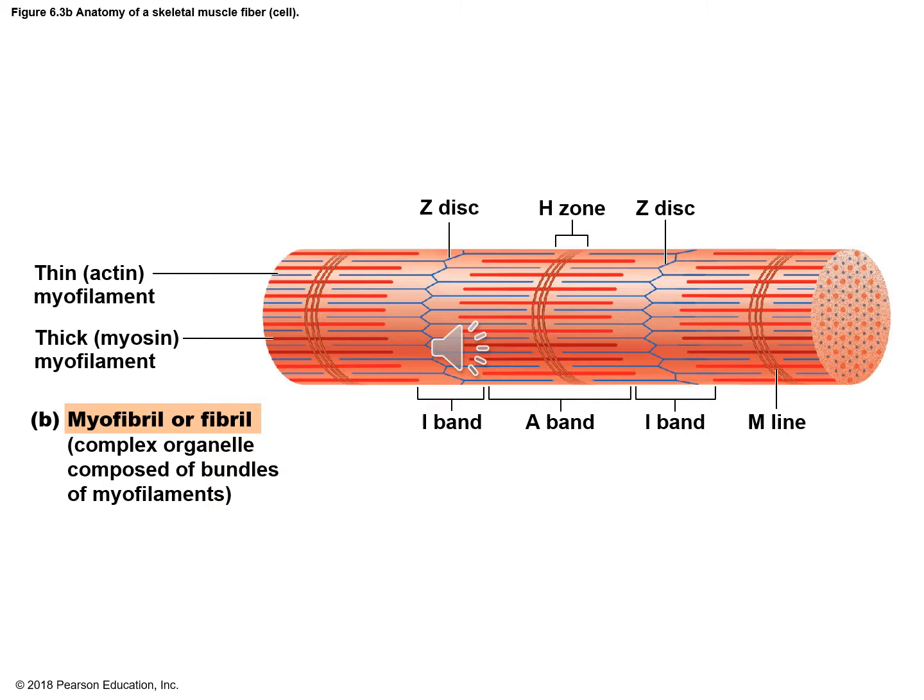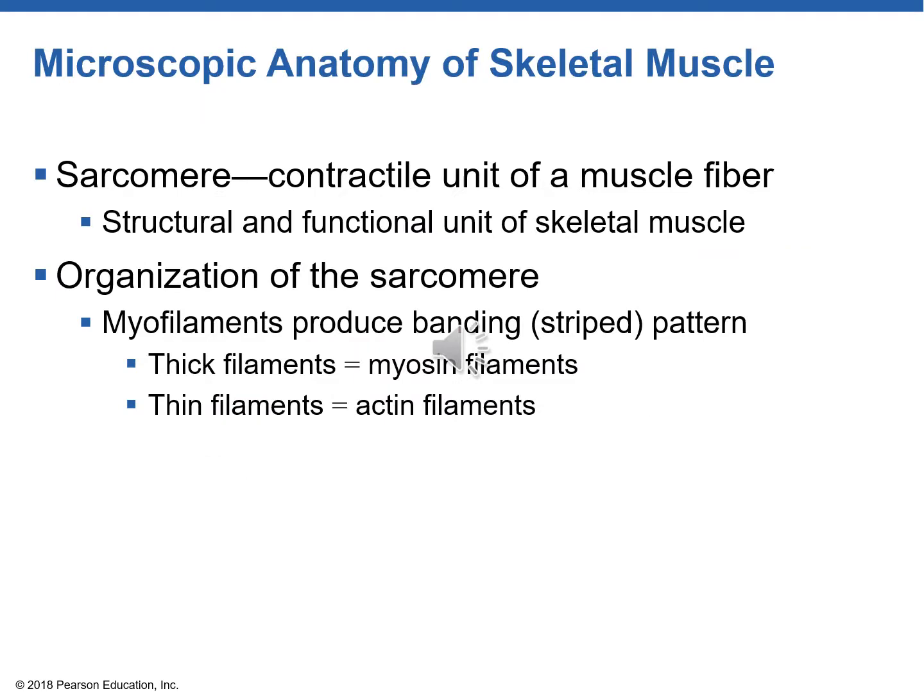Now, let's look at the I band. The I band is made up of thin filaments only, and it has a middle line called the Z disc. The sarcomere is a small component of this structure, and it's made up of thin and thick filaments. And this is the actual working unit of the muscle, I would say. It's the contractile unit of the muscle.